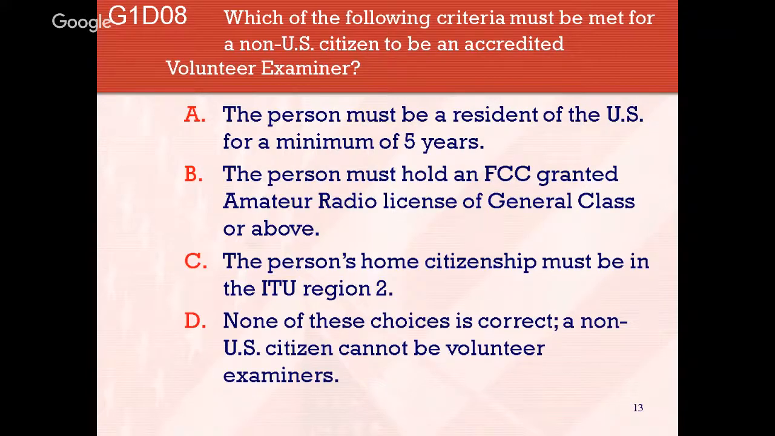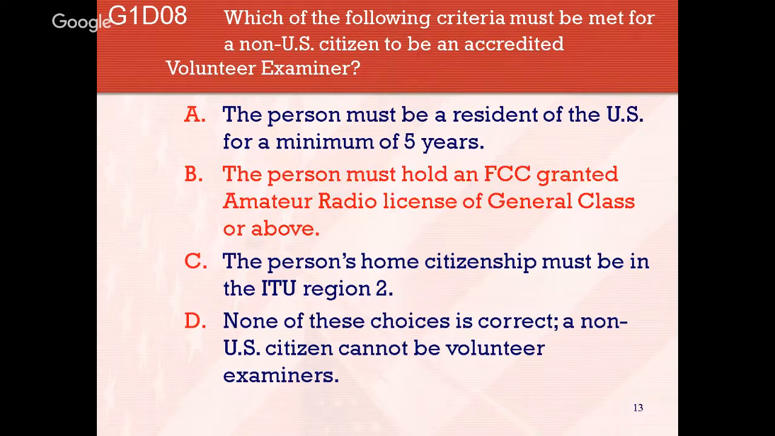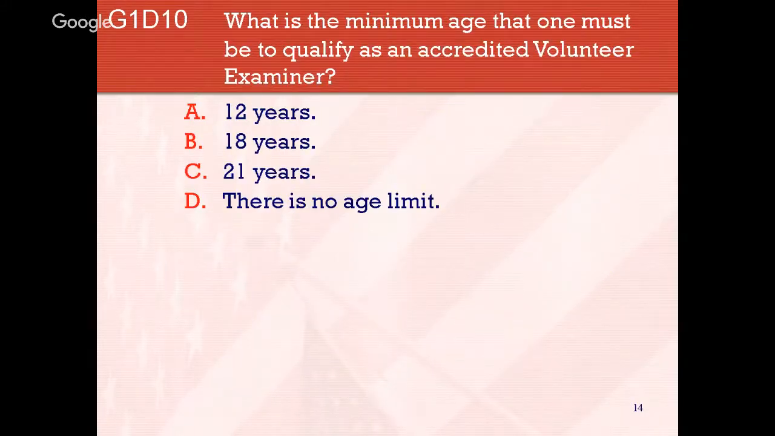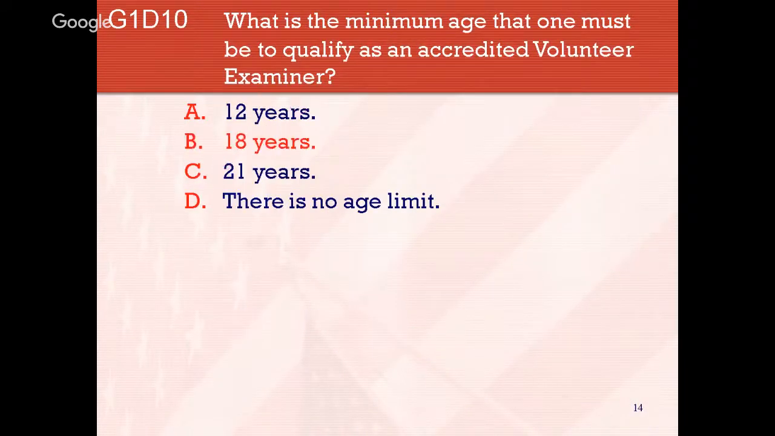Which of the following criteria must be met for a non-U.S. citizen to be an accredited volunteer? Again, they have to be the holder of an FCC granted general class or above amateur radio license. And the minimum age to be a VE is, again, 18 years.